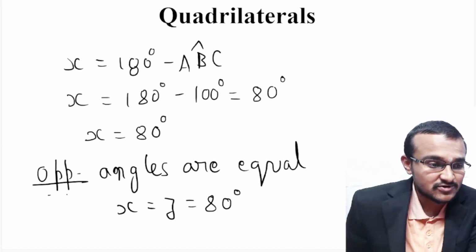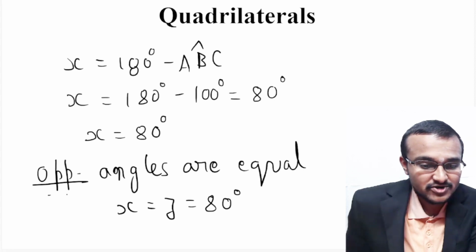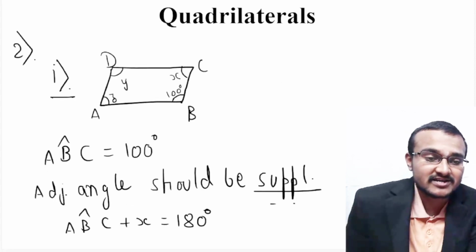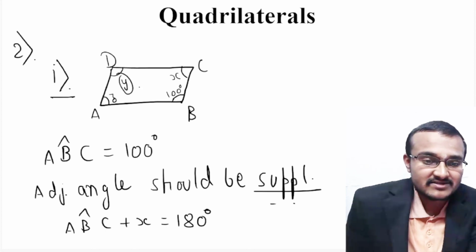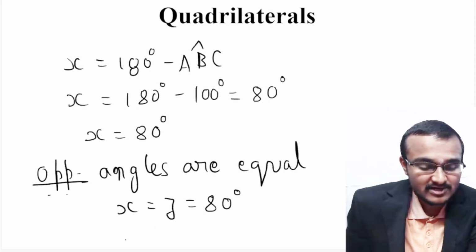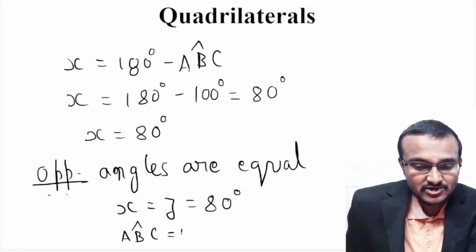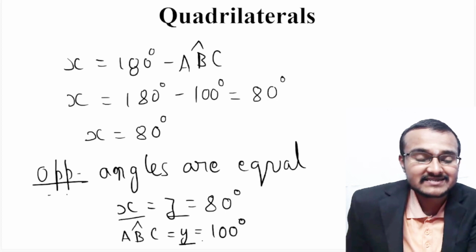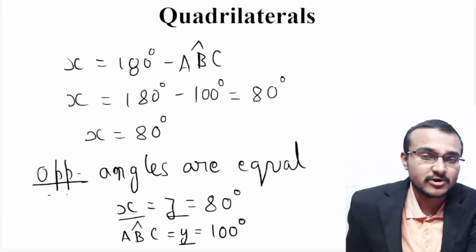So if X is equal to Z is equal to 80 degree, then here also you can see ABC is opposite to this particular Y. So that means this Y is actually equal to 100 degree because the opposite angles are equal. So here ABC is actually equal to Y, which is actually equal to 100 degree. So X is 80 degree, Z is 80 degree, Y is 100 degree in this particular first problem.